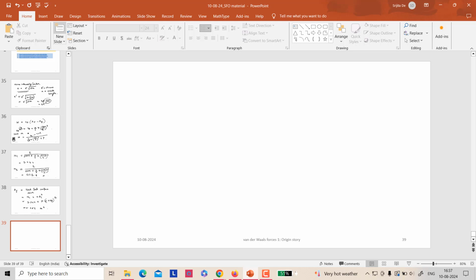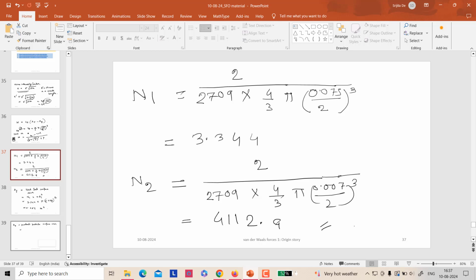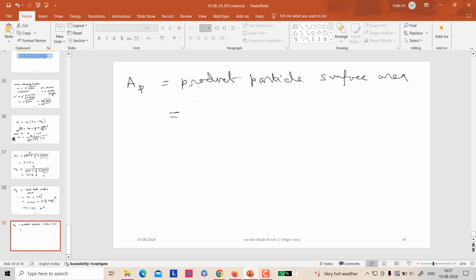Similarly, what will be the product particle surface area? Calculate and tell me. Similarly, you calculate. How much was N2? 4112.9. That is 4112.9 into pi d2 square. D2 here is the product particle size, that is 0.007 whole square.